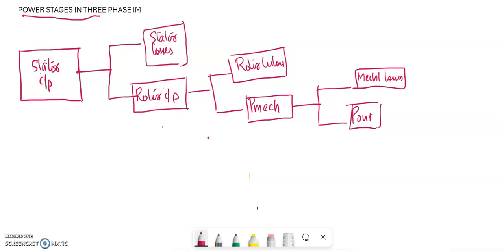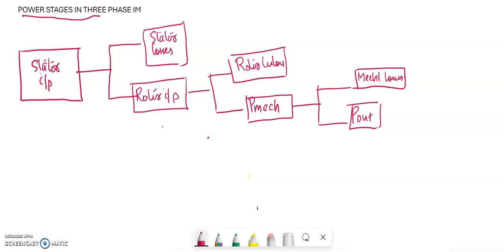That stator input power is transferred to the rotor through the air gap, that is the air gap power, which is given as the rotor input. Some of the power is lost in the stator itself, that is the stator losses, which include stator iron loss and stator copper loss. The input to the rotor is converted into mechanical power, the power developed in the rotor, and some of the power is lost in the rotor as rotor copper loss.